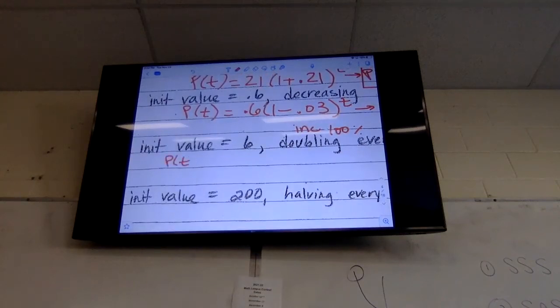My P of 0 is going to be 6. And if doubling is the same thing as increasing by 100%, it's going to be 1 plus 1. Well, what is 1 plus 1? 2. So when I asked, what does doubling mean to you? And Seth said times 2, you can immediately just think that the base is going to be 2.